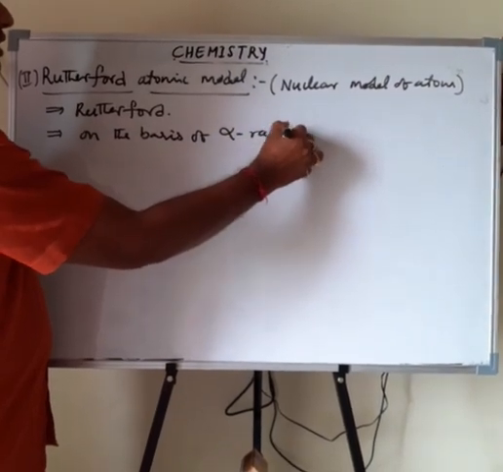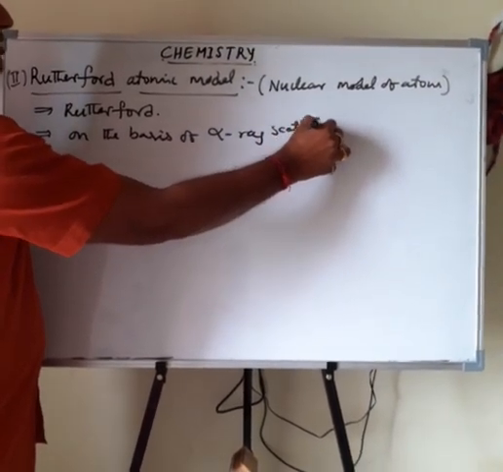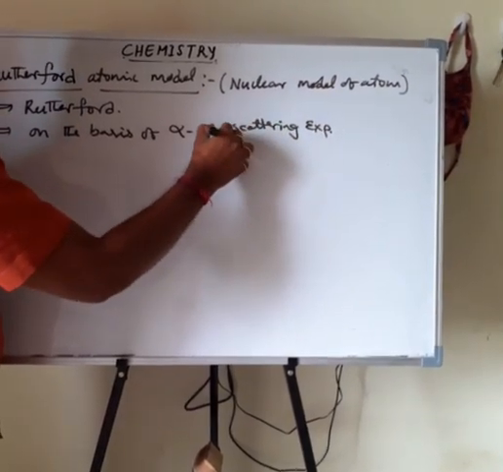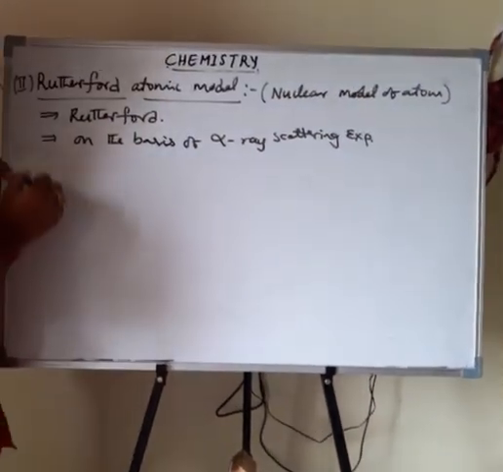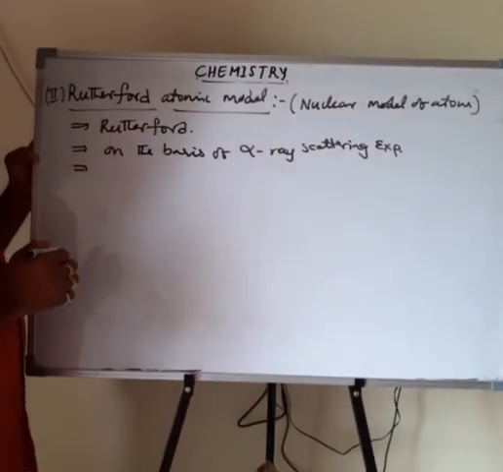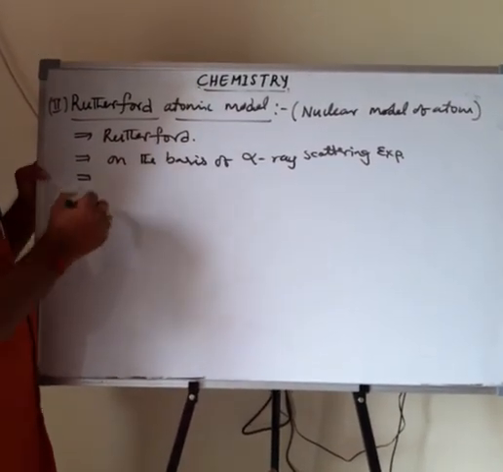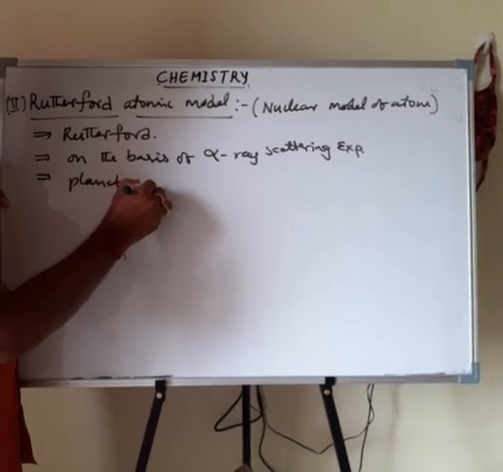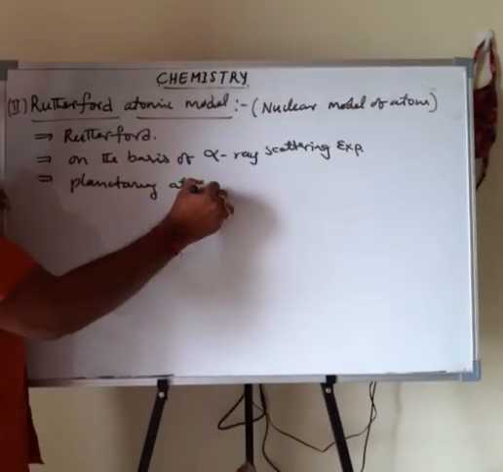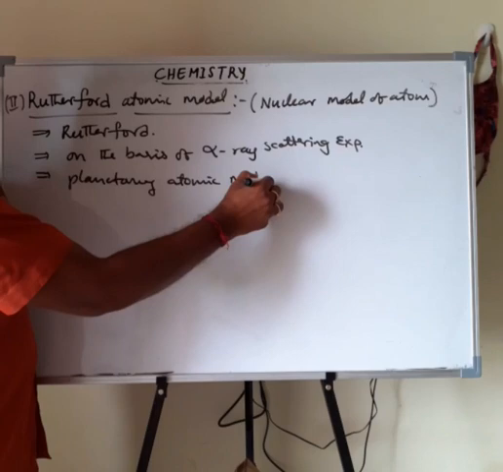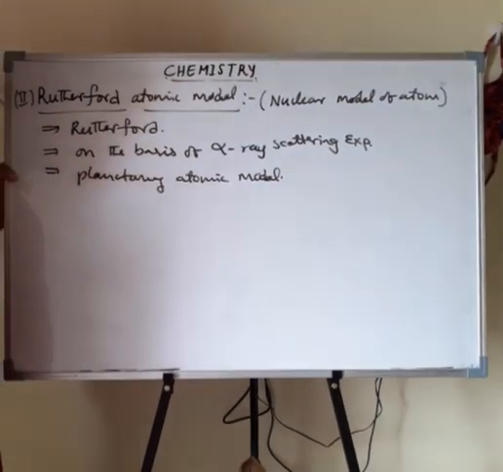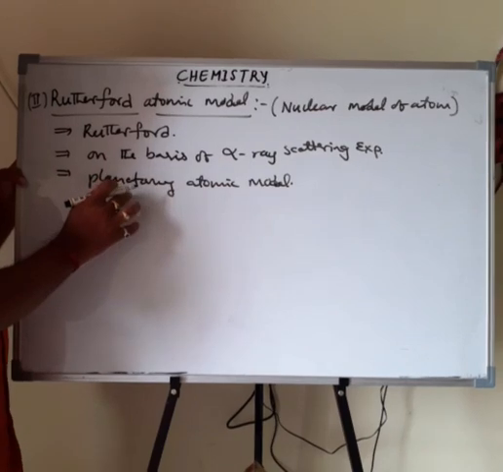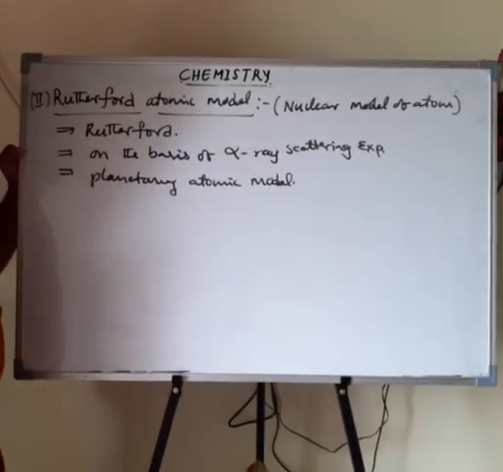alpha ray scattering experiment. So it is explained on the basis of the alpha ray scattering experiment. This Rutherford atomic model is also called the planetary atomic model, or nuclear model of atom. Why is it called the planetary atomic model? Later I will explain the reason for this point.